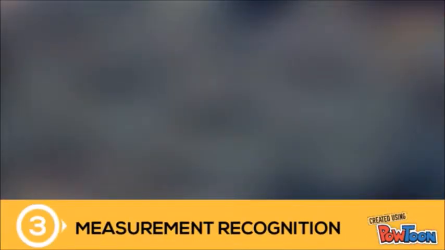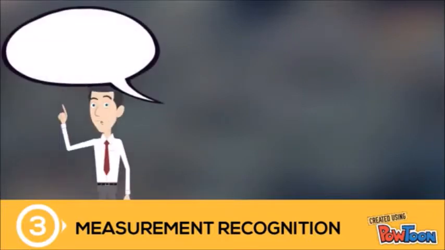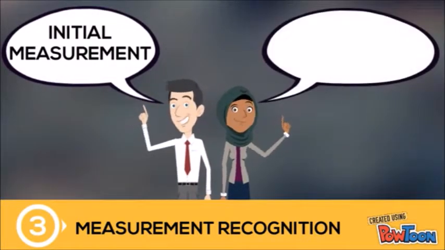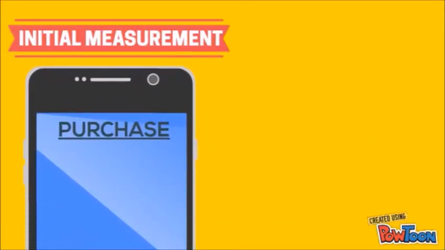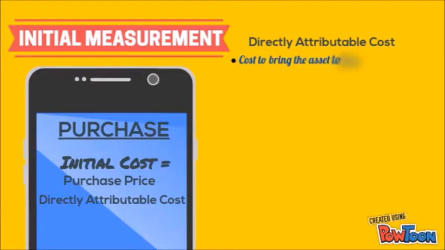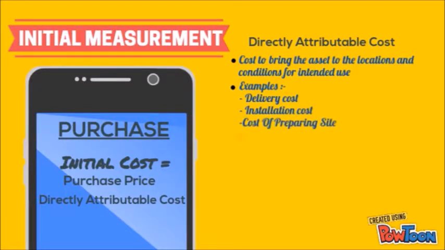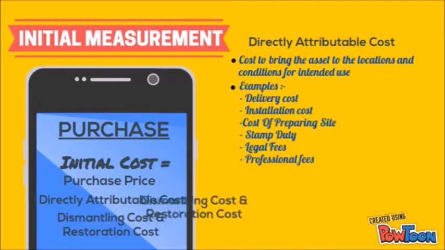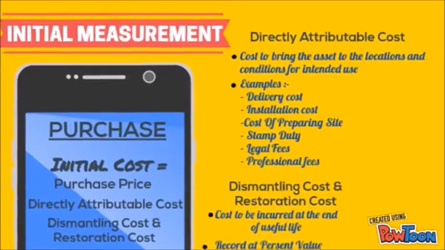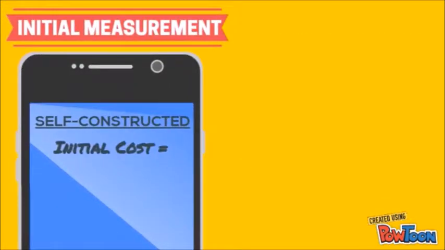There are two measurement recognition in PPE. The first one is initial measurement, and the second one is subsequent measurement. Initial measurement. First is the purchase cost, which consists of purchase price, directly attributable cost, where the cost that brings the asset to the locations and conditions for its intended use, and plus with dismantling cost and restoration cost, where the cost to be incurred at the end of useful life.